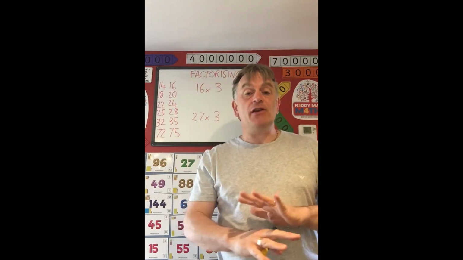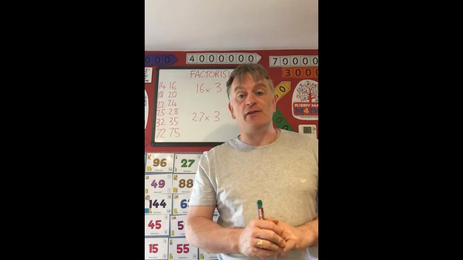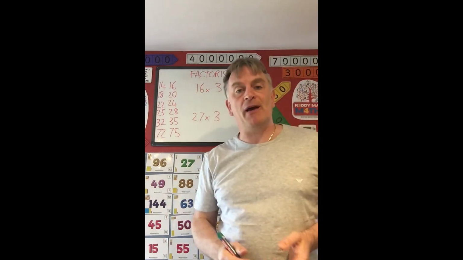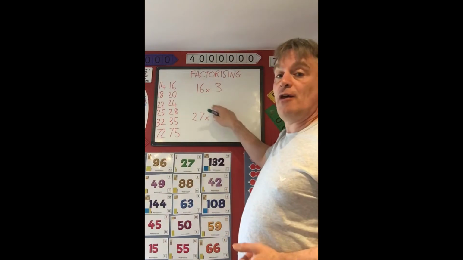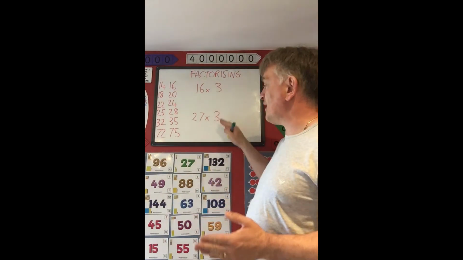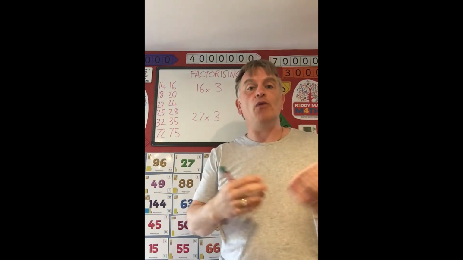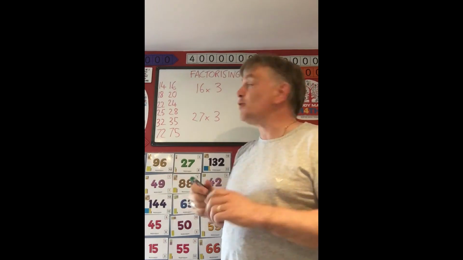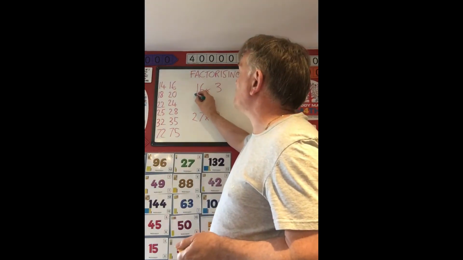Now I'm beginning by giving calculations that we could already do based on the previous training on the other days. 16 multiplied by 3 and 27 multiplied by 3. Now we already know we can use partitioning, 3 times 10, 3 times 6, 3 times 20, 3 times 7. But let's just look at how factorising could work, and would that make it even easier? Could we factorise 16? Well, what could we do? What do we know about 16? Well, we know that 16 is 8 multiplied by 2.